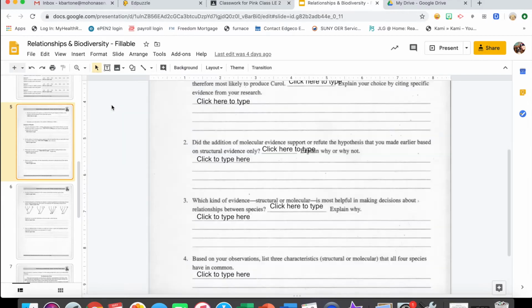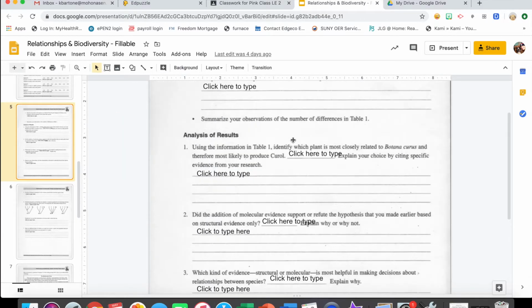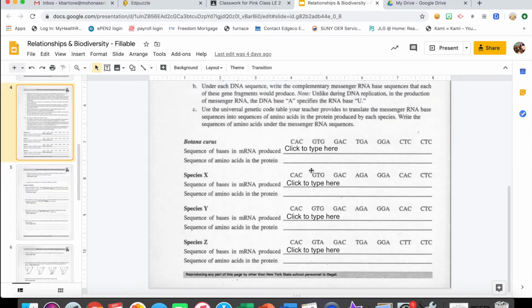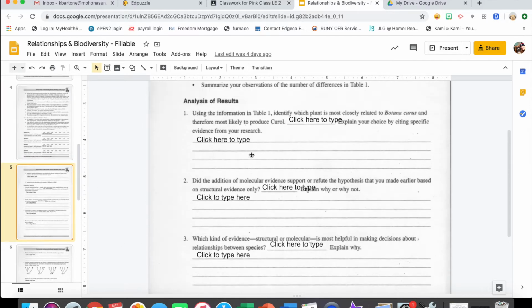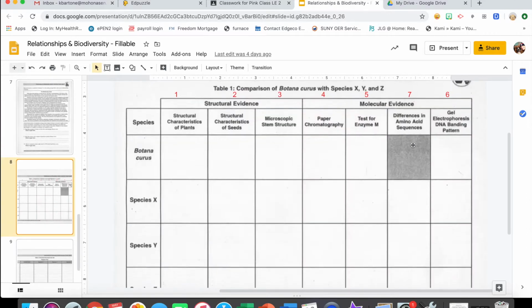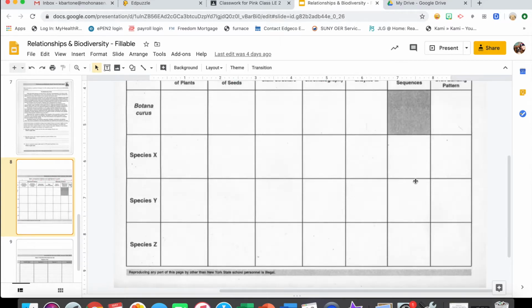Zoom in a little bit. Some of the answers I'm going to type with you and others I'm not. So the first question here says, state how the amino acid sequence you obtained from the gene fragment from Botanicurus compares to the sequence for the other 3 species. So that's based on this. You're looking at the amino acid sequence, which you should have in the second row here, here, here, and here. You can also use your data chart. The differences in amino acid is in column 7, which is this column with the gray box at the top. So all you have to do is talk about what's different and what's not different.